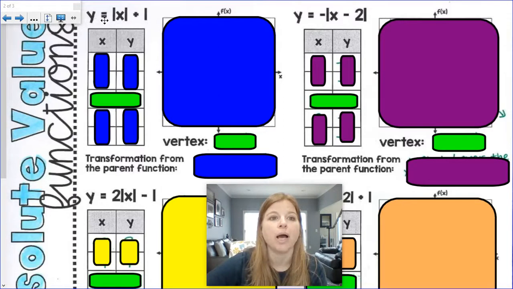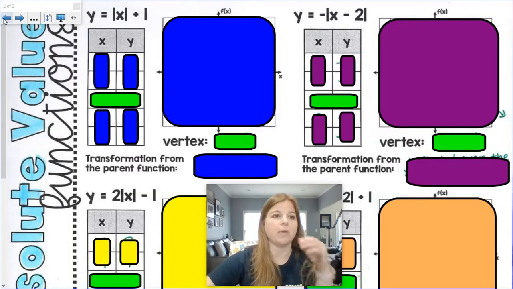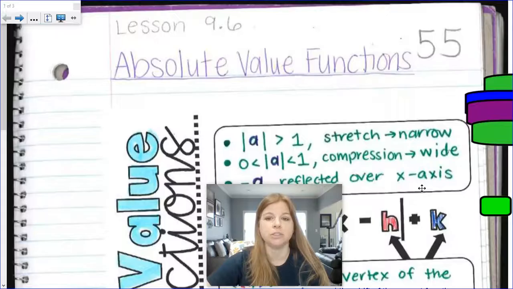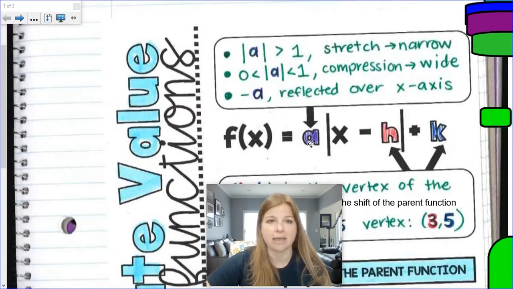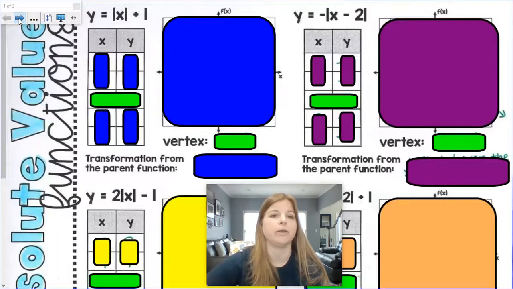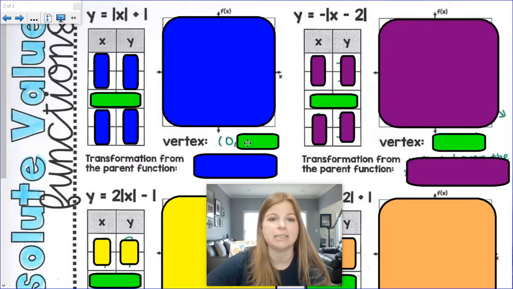Okay, so y equals, it doesn't matter if it's y equals or f of x equals, it's still our same function. Y equals the absolute value of x plus 1. So our format, if I went back to my other screen and reminded you, is a times the absolute value of x minus h, and then plus k. So x minus my h value, and then my k value is my number at the end that's not within the absolute value bars.